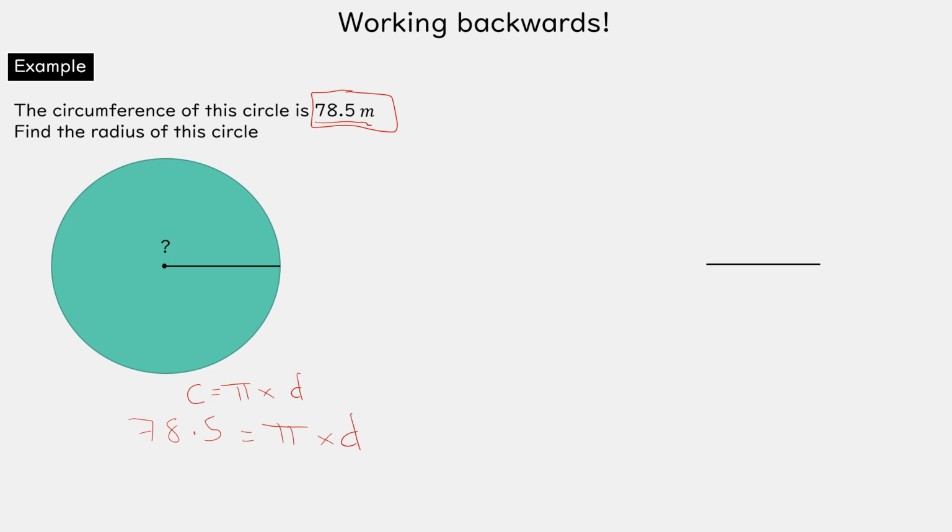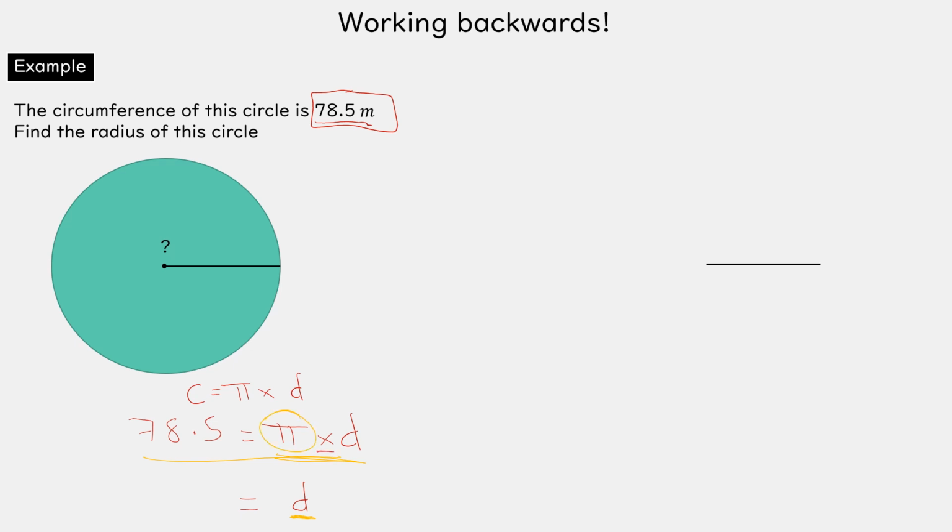I want to find out what the diameter is, so I eventually want to get D equals something. Well, what's the difference between what I've got here and what I've got at the bottom? On the right hand side, the D is on its own, and on this side it's got a pi with it, so I want to get rid of this pi here. How do I do that?